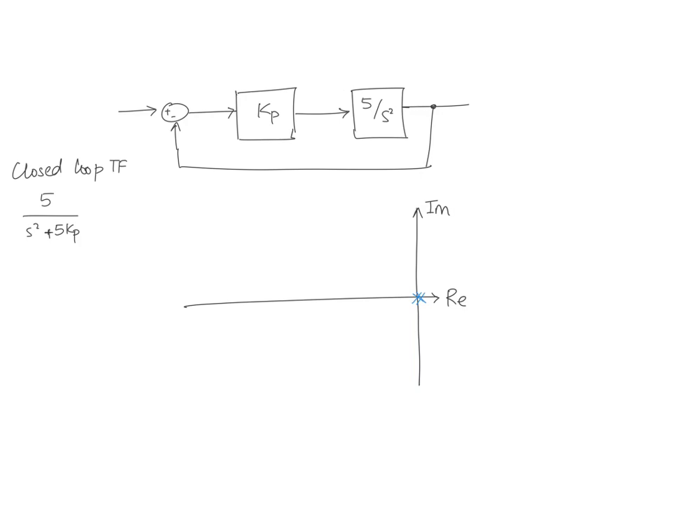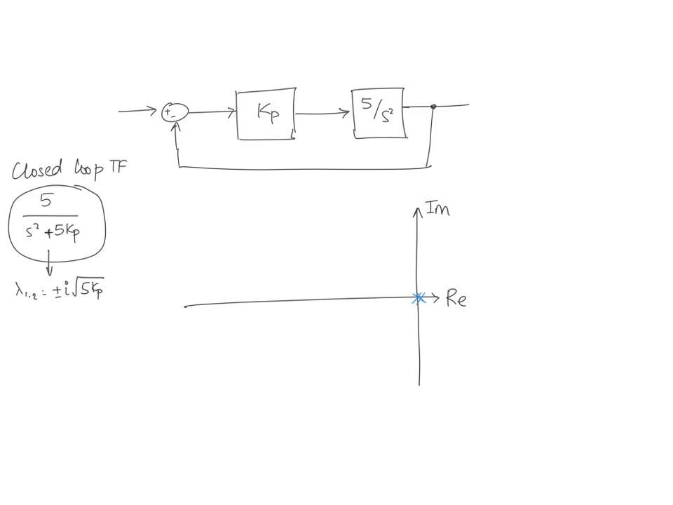That's the visualization. But now the closed loop transfer function looks like this. Closed loop transfer function, we figured this out in class at some point, looks something like this. And the denominator has roots at plus or minus i root 5 kp. Okay, that's easy to see because kp is positive, so it has two imaginary roots.